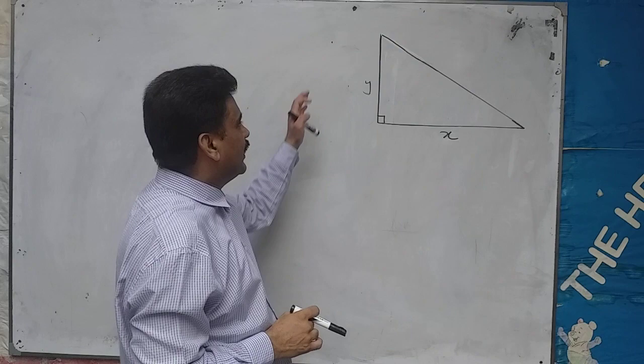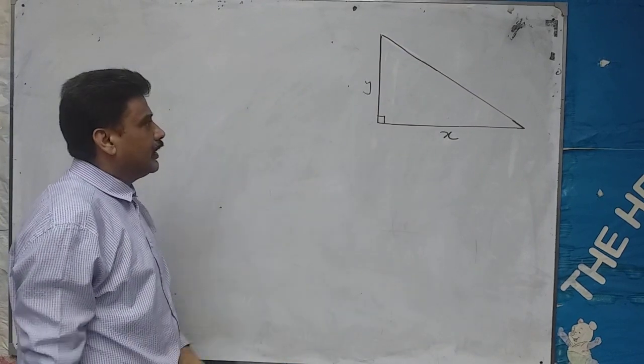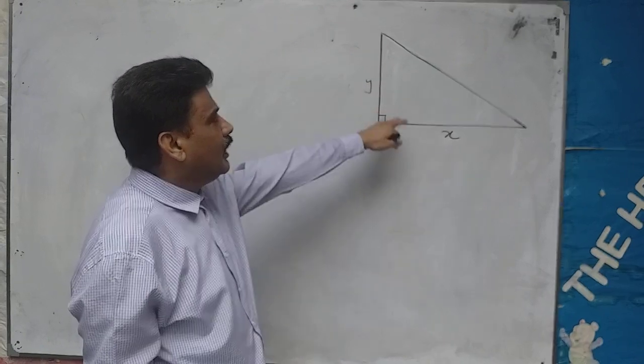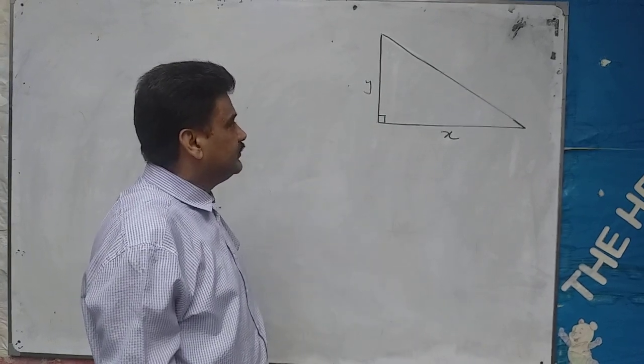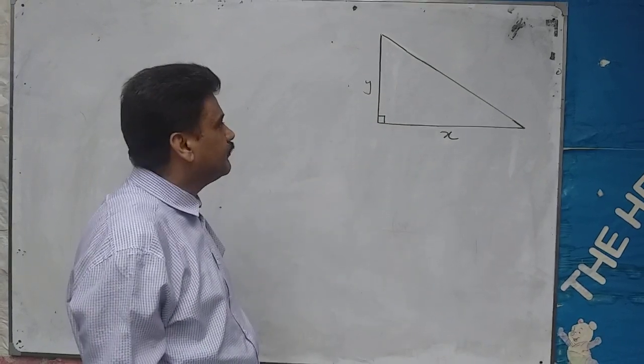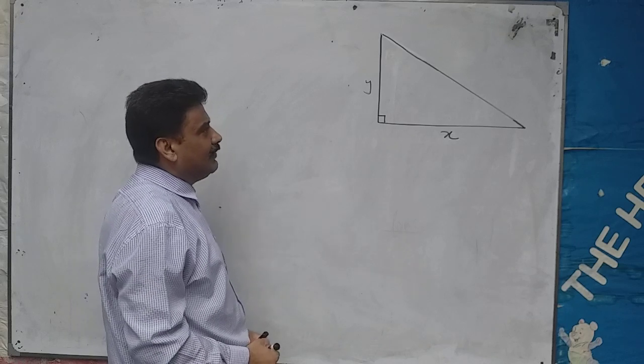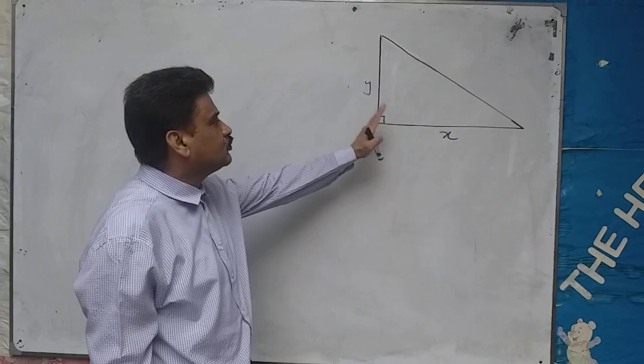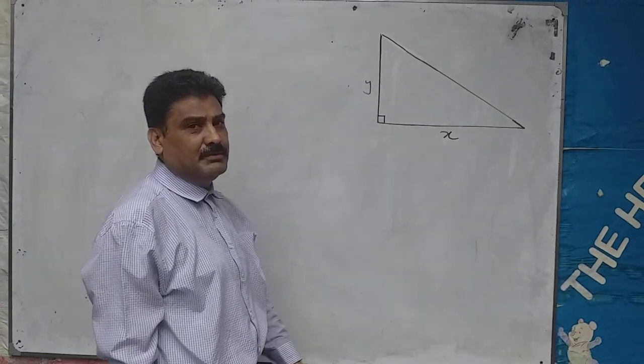Today we have to solve a problem in which a right angle triangle is given whose area is 8 square centimeter. We have to show that the sum of squares of these two sides is minimum.